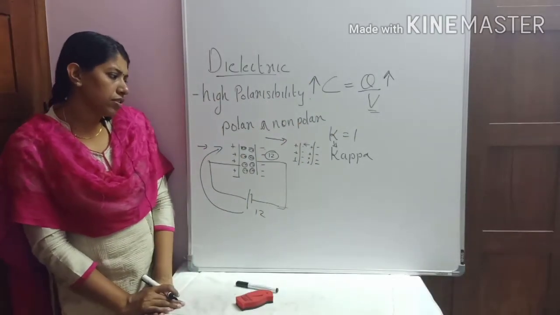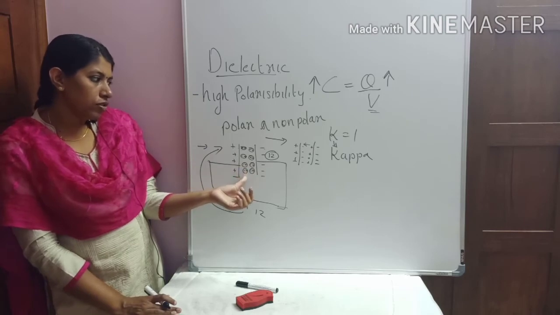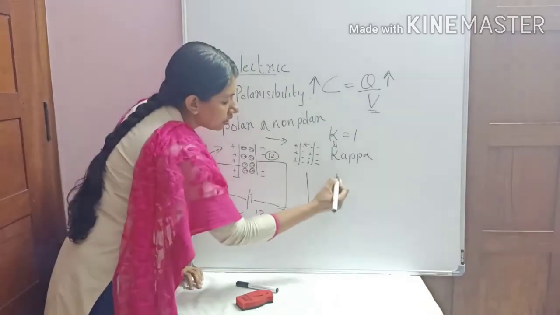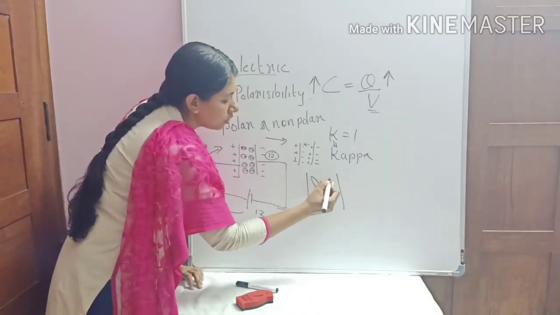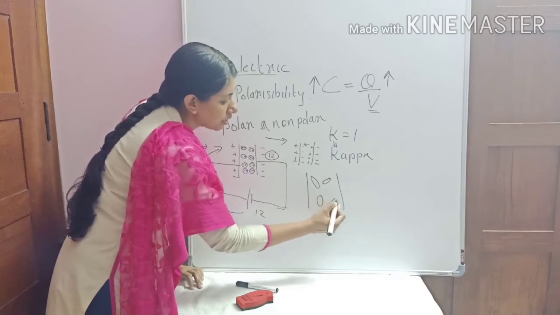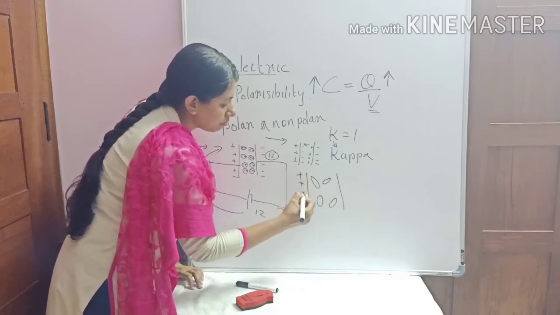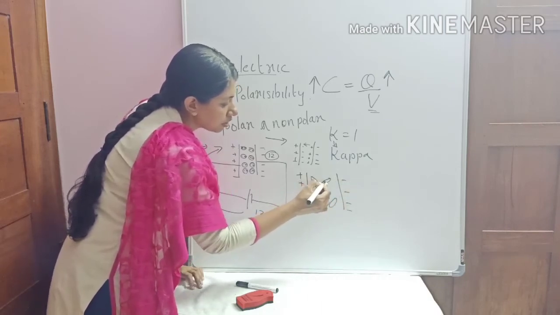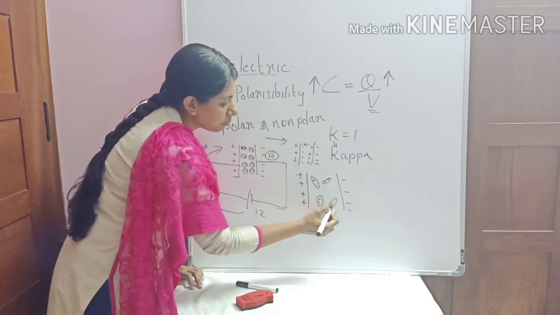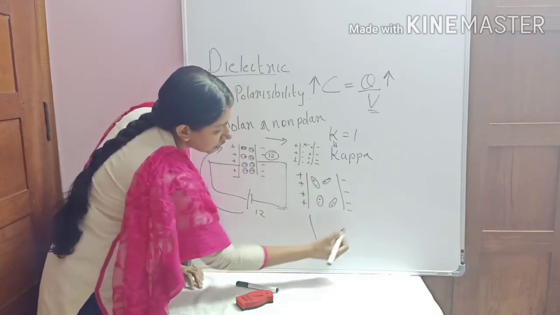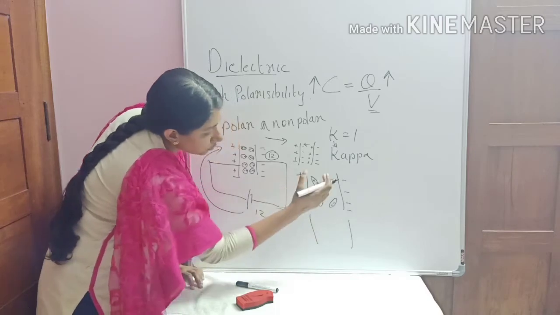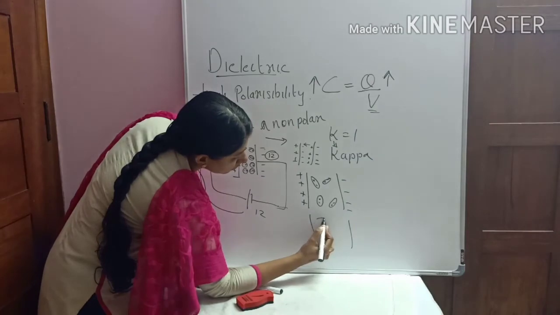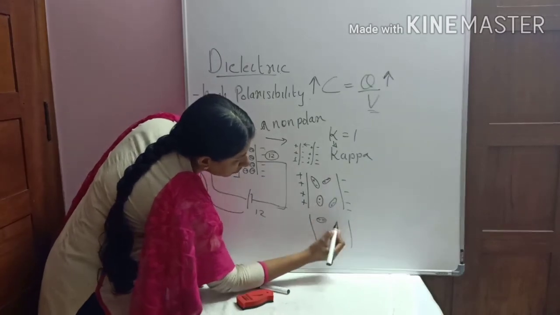And this actually happens in case of a non-polar molecule. But if it is a polar molecule, inside the capacitor it will be in this position or this position or this position, somewhat like this. Plus plus plus plus, minus minus minus minus. So this will be plus minus plus minus plus minus plus minus. In this case, this molecule will reorient itself in such a way that it will be like this.